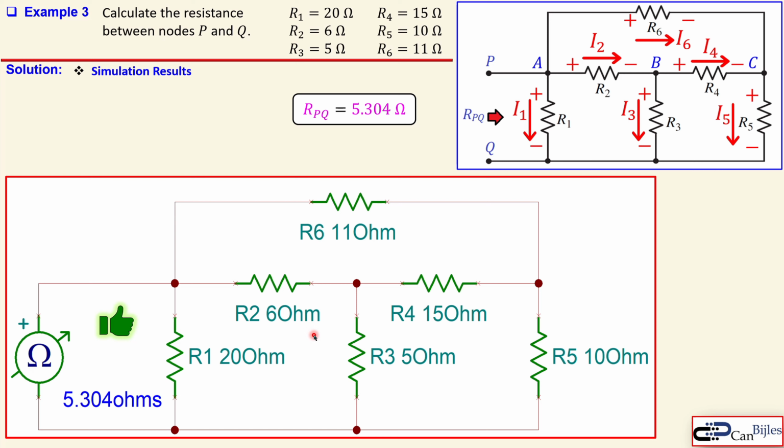Alright guys, this is our set of 3 examples where we consider the determination of the resistance between 2 nodes by matrix method, which is called in this case one-port systems.